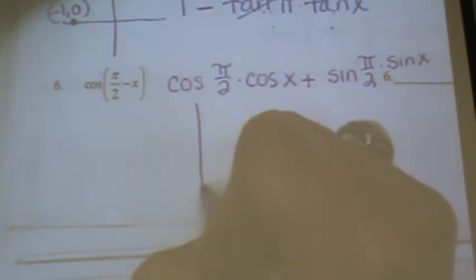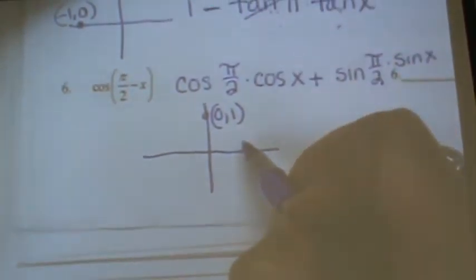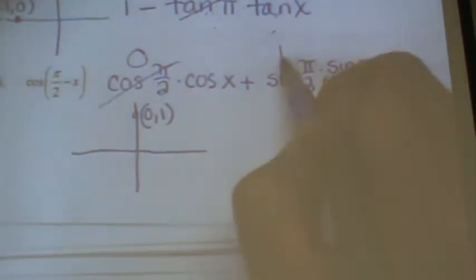Well, where is pi over 2? Right here, (0, 1). And what's the definition of cosine? It's x over r. What is this equal to right here? 0. This is 0. What's this equal to right here? 1. What's 0 times anything? 0. This is nothing. They all go to 0. And what's 1 times sine of x? Sine of x. That's it.